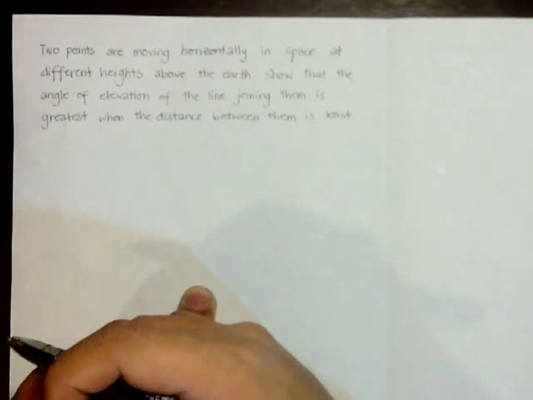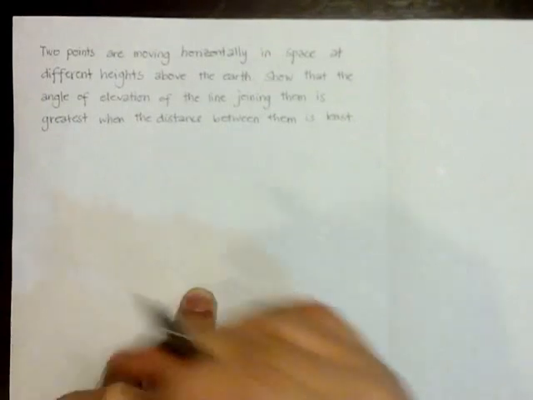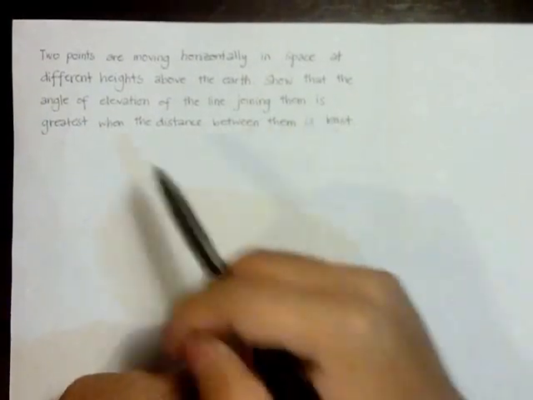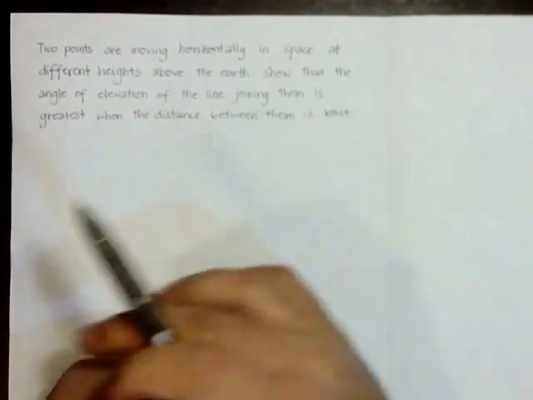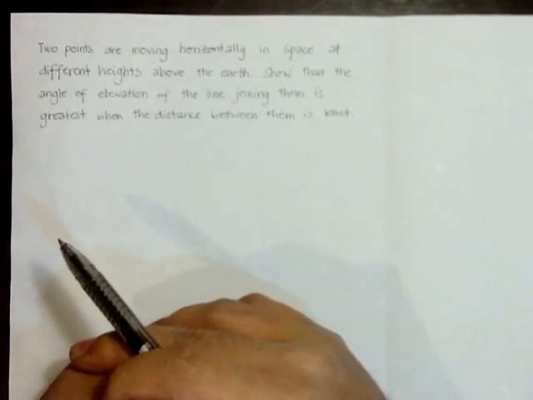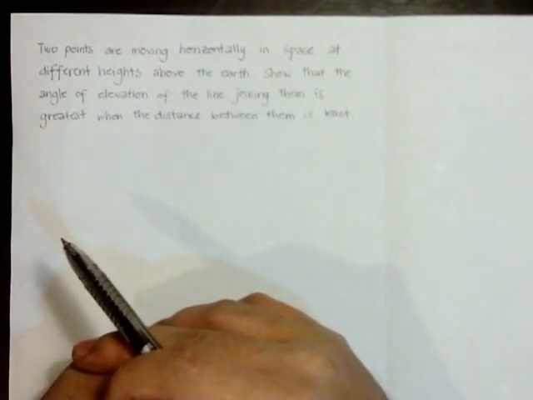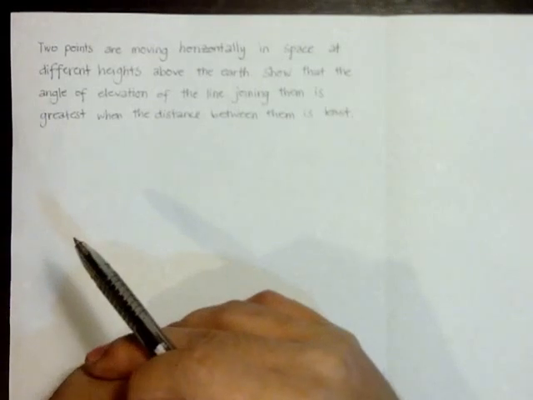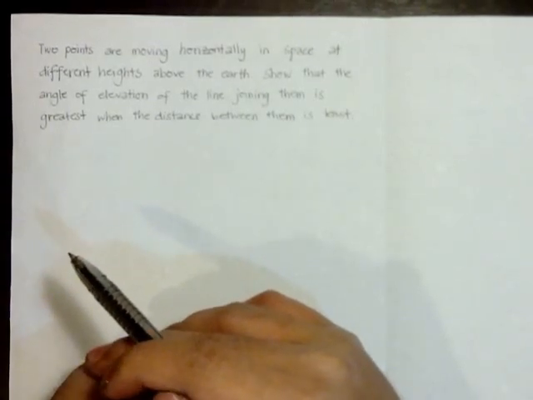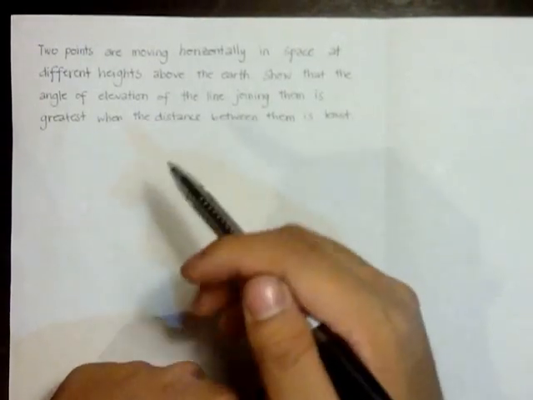We have this problem in differential calculus which states that two points are moving horizontally in space at different heights above the earth. Show that the angle of elevation of the line joining them is greatest when the distance between them is least. So this is a maxima minima problem, or optimization problem, in differential calculus.